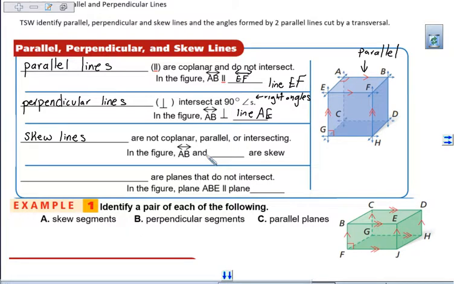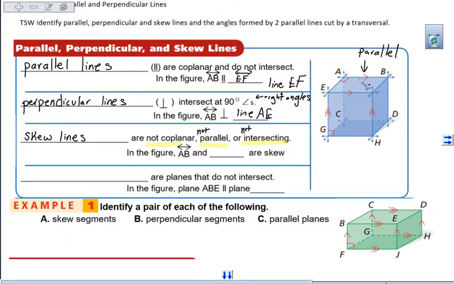Next up we have skew lines. So skew lines are not coplanar, they're not parallel, and they're not intersecting. So they basically have nothing to do with each other. They're not parallel to each other. They don't intersect each other. They're on different planes.